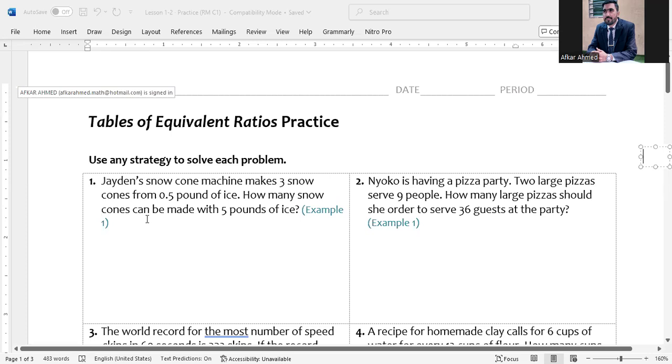We have actually two types of scale. One is forward scale and one is backward scale. Forward scale means to multiply and backward scale means to divide. So let's start from the forward one.